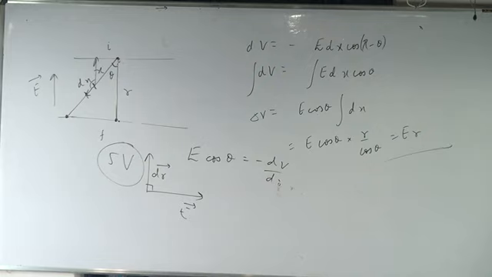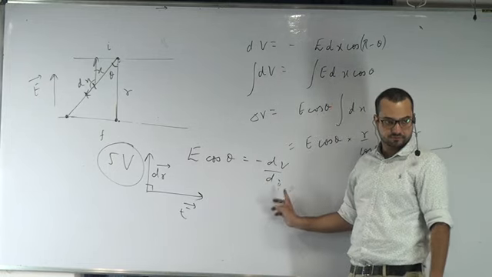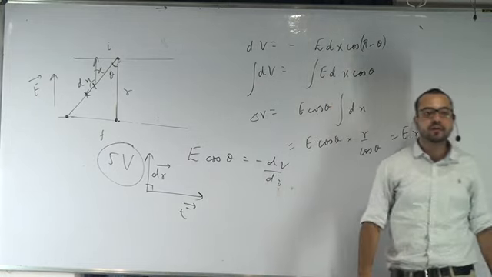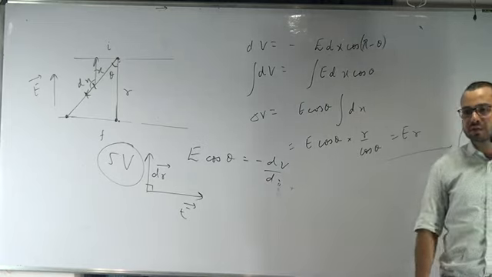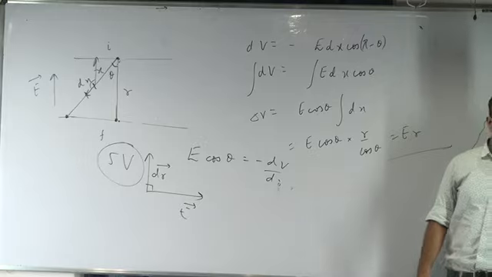Equipotential surfaces are perpendicular to the electric field. Equipotential surfaces are perpendicular to the field, and that is due to this reason. If you move perpendicular to the field, the component would be 0, hence the drop would be 0, hence V would be constant. Is that clear?